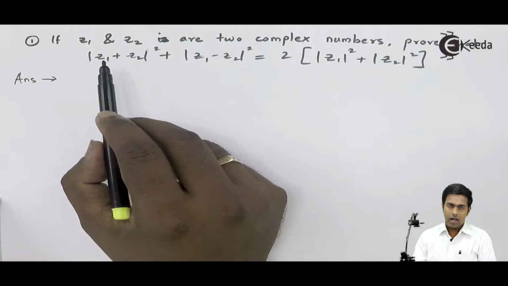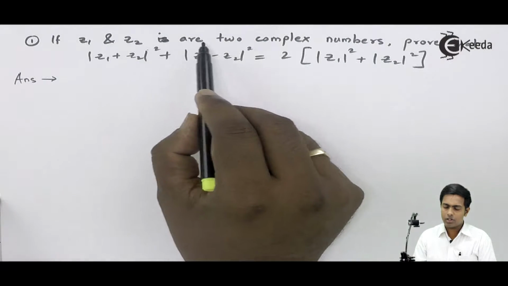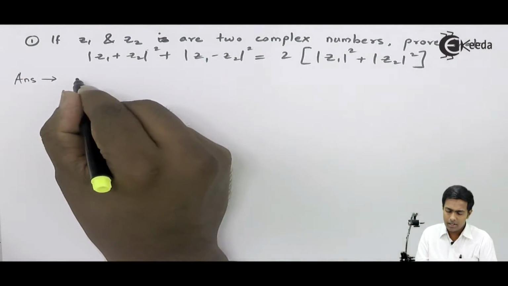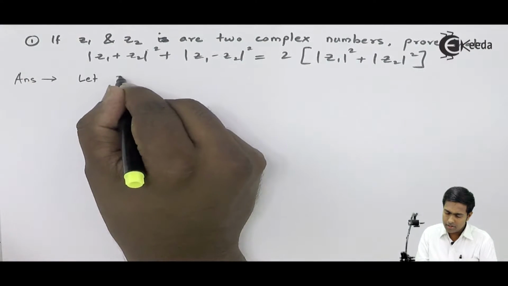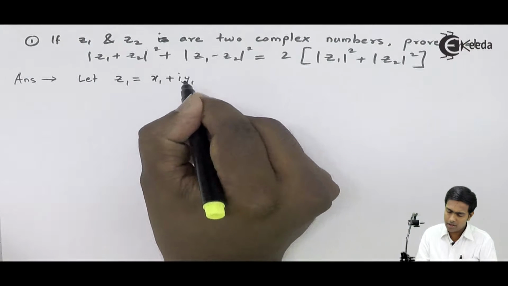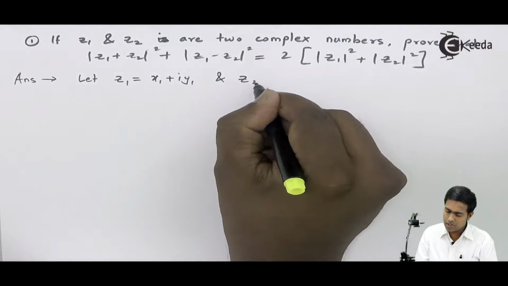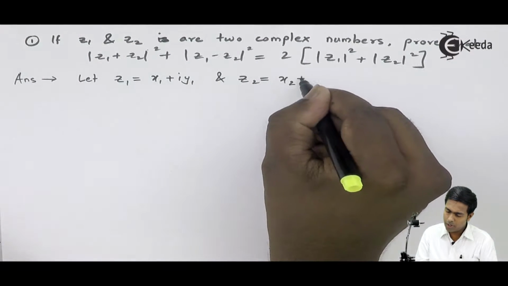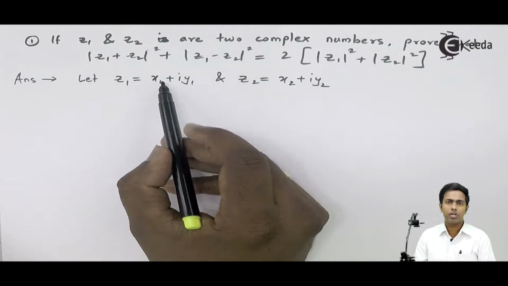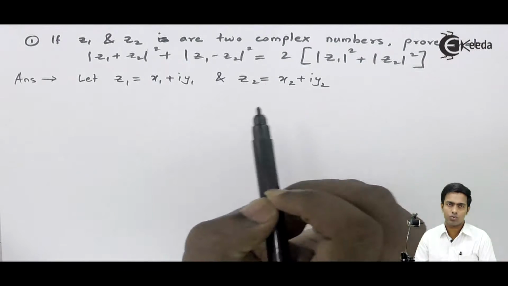Now, as it is given that Z1 and Z2 are two complex numbers, we will assume it. So we will say, let Z1 is equal to x1 plus iy1 and Z2 is equal to x2 plus iy2. So I am assuming two complex numbers as Z1 and Z2.